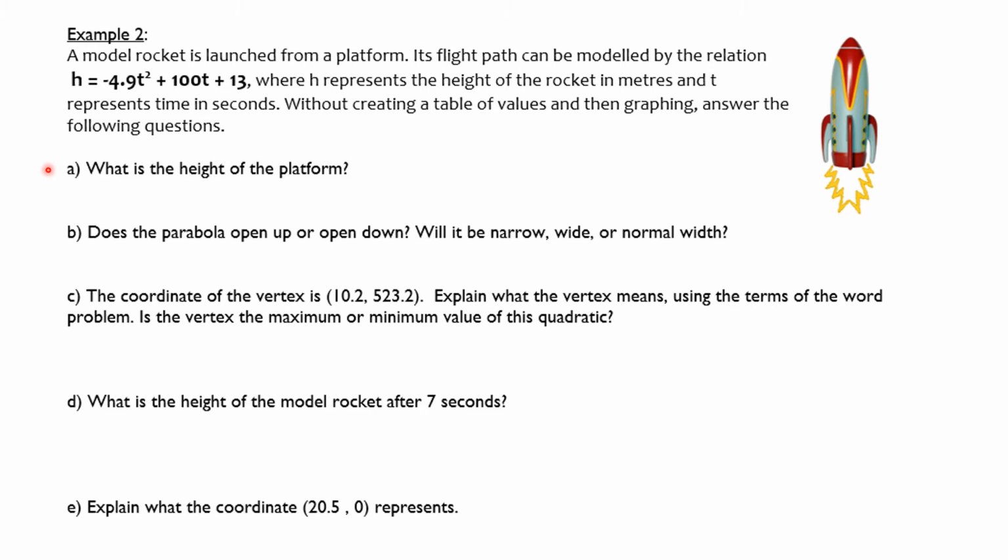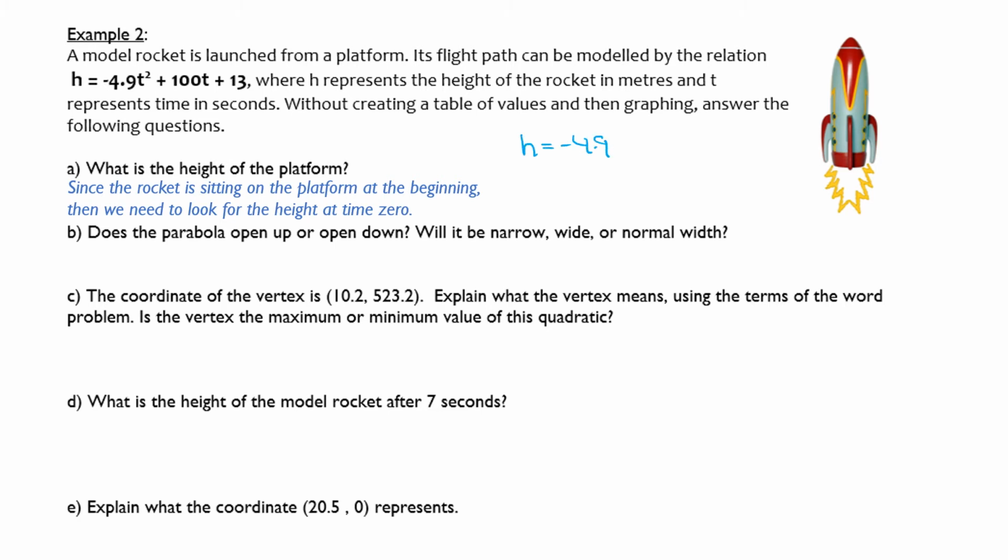What is the height of the platform? So I'm looking for an h value. What I need to know is when is the rocket on the platform? Well, the rocket is on the platform at the very beginning. Since the rocket is sitting on the platform at the beginning, then we need to look for the height at time 0. So I'm going to take my equation, which is h equals negative 4.9 t squared plus 100 t plus 13, and I'm looking for time 0.